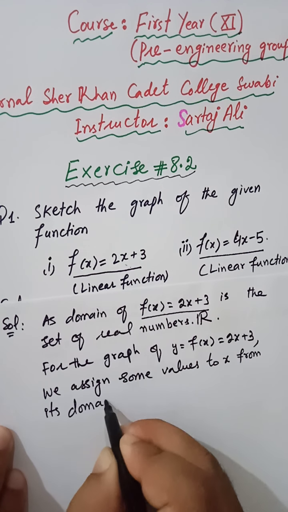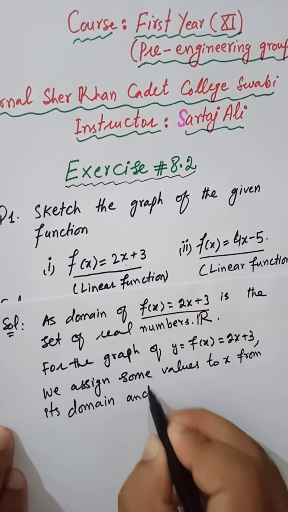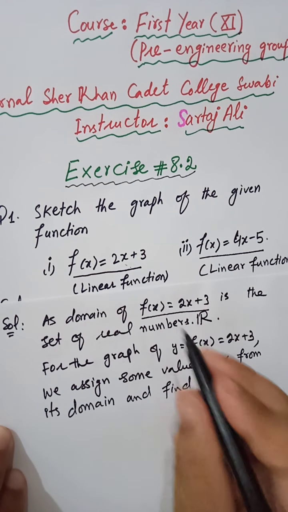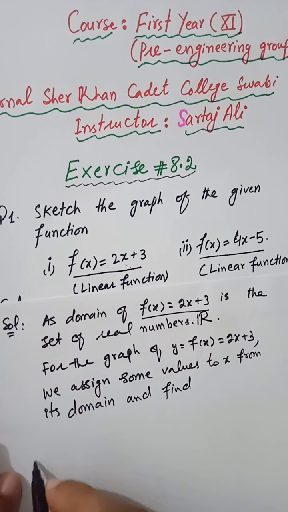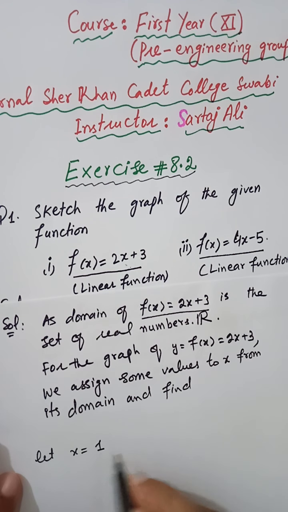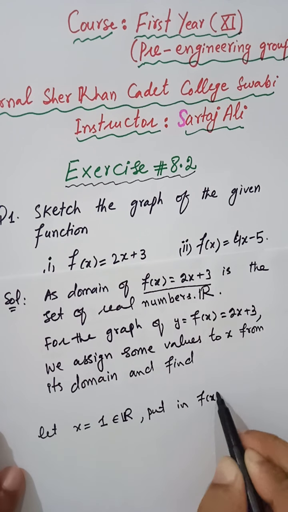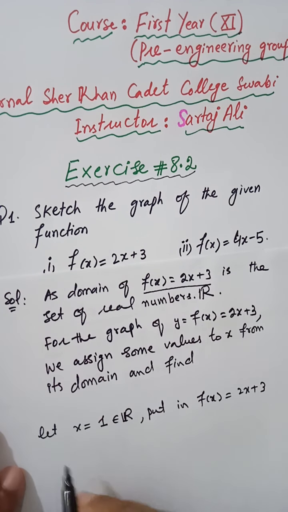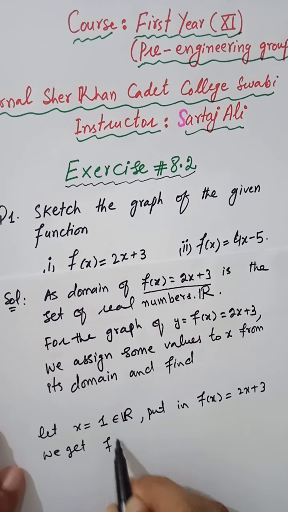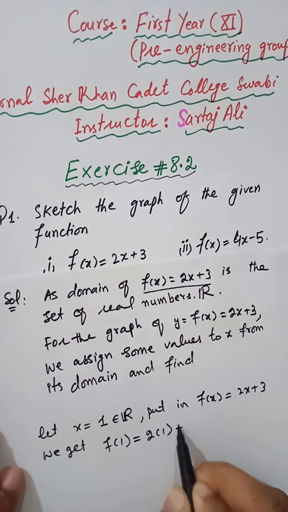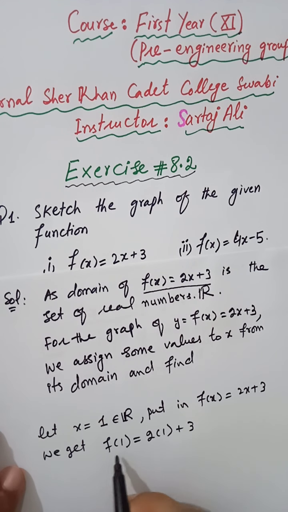The domain of this function is the set of real numbers, and when you plug in a value from the domain, let's say let x is equal to 1, because this belongs to real numbers and real numbers are the domain. So put in f of x is equal to 2x plus 3, we get f of 1 is 2 into 1 plus 3. So this f of x is actually your y. So the y you get against this x is y equal to 5.